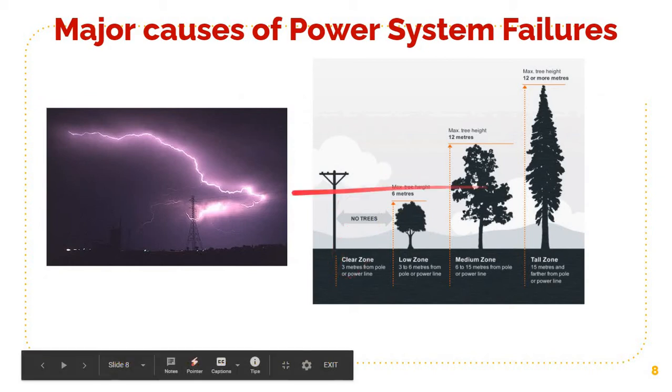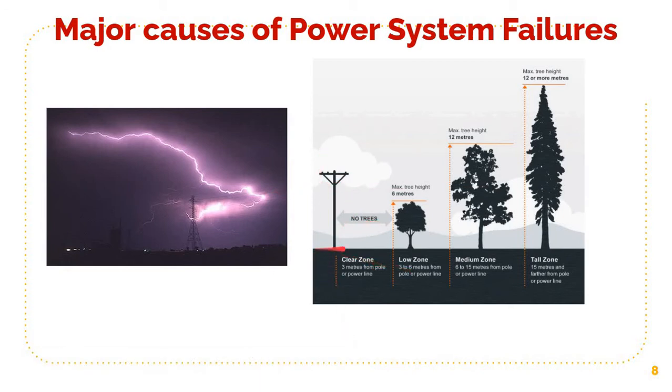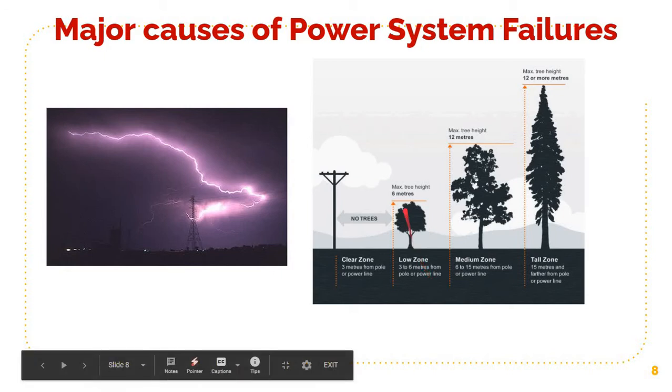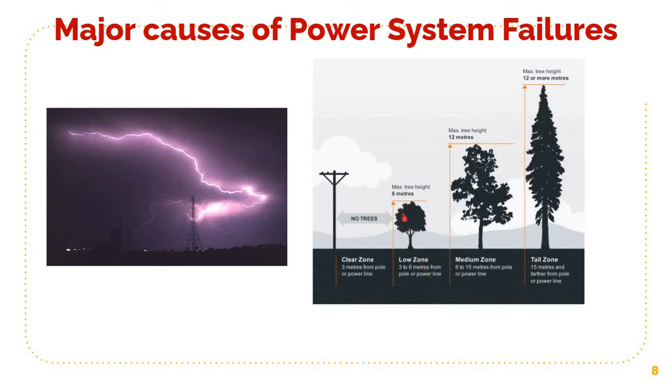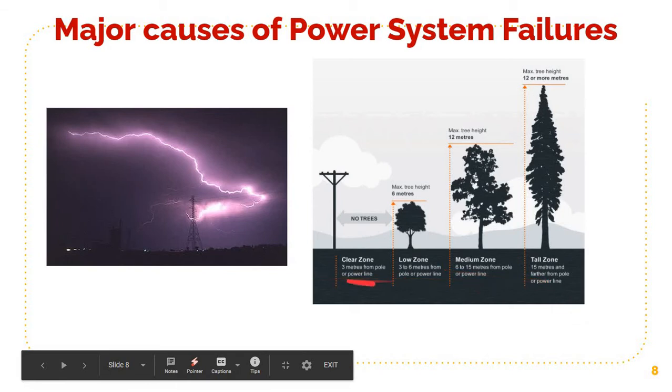As per our power system regulations, if there is a pole, there should be a clear zone of 3 meters from the pole or power line, or 3 to 6 meters if the tree is less than 6 meters in height. Maximum height is restricted up to 6 meters for a distance from the pole of 6 meters. Similarly, the height is restricted to 12 meters and more than 12 meters depending on these distances from the pole.